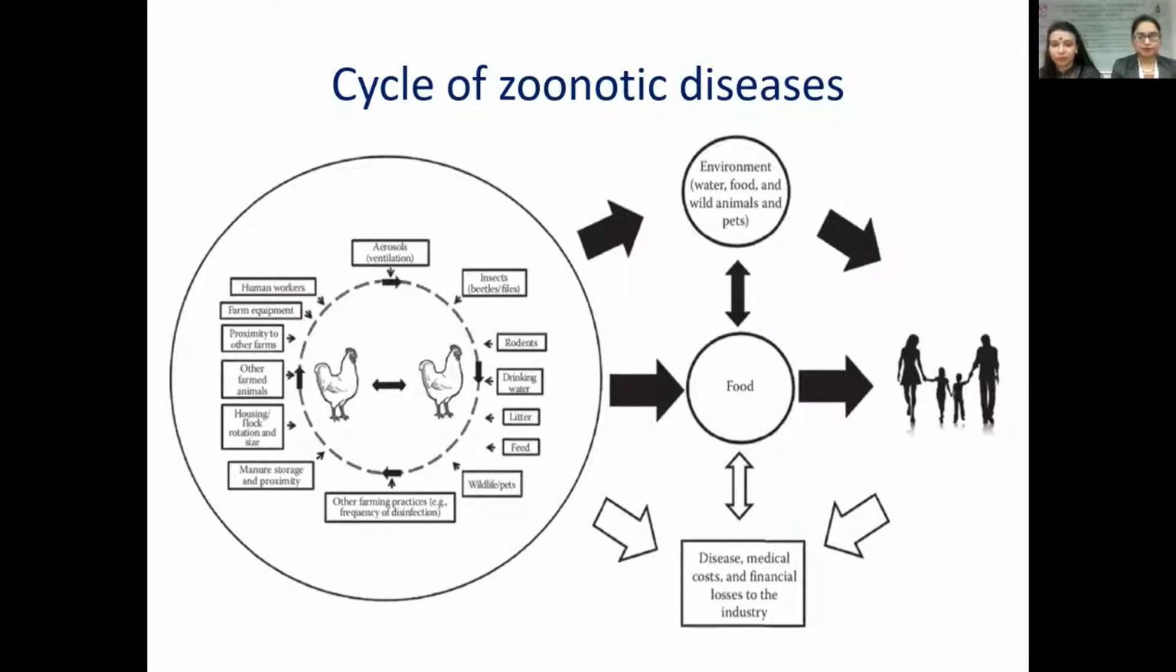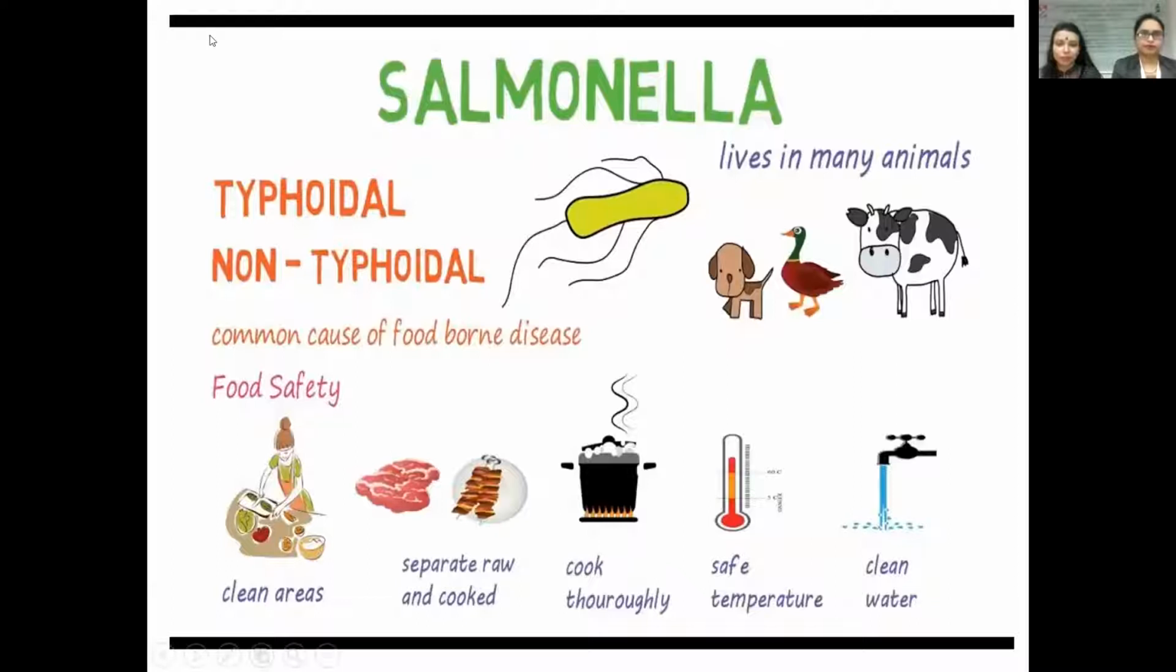So here I would like to show you how Campylobacter and Salmonella species are transmitted from the host animal through the environment, like food, water, and wild animals, to the public health. This is the slide. Salmonella lives in many animals, like cattle and duck and other animals. These are the common causes of foodborne diseases. Food is contaminated when preparing or cooking, or with insufficient cooking, or when we keep cooked and uncooked food in the same chamber of the refrigerator, then it may be contaminated.